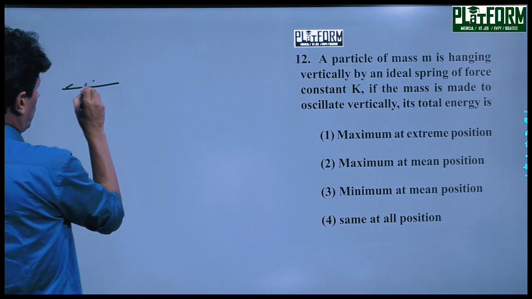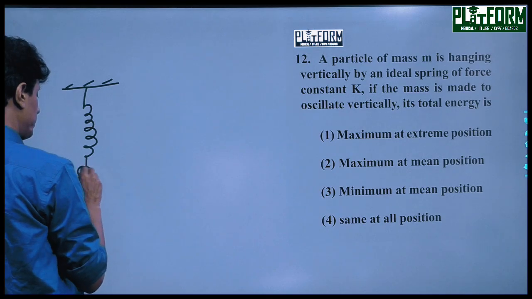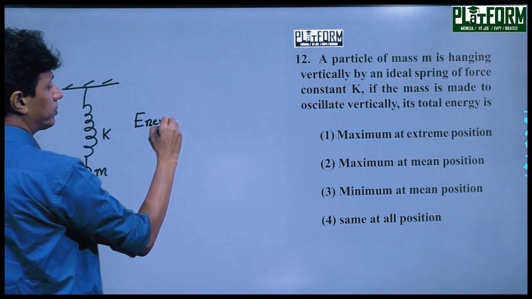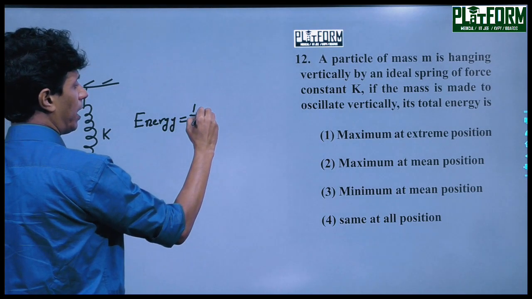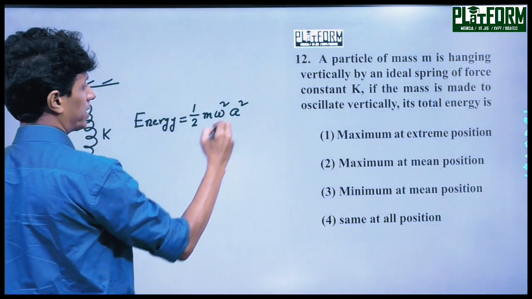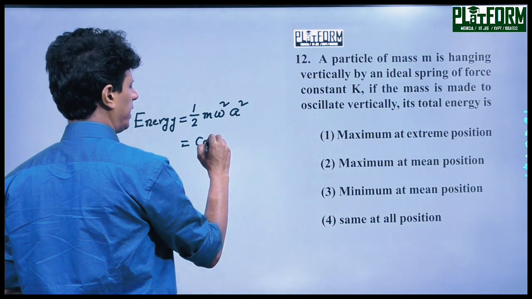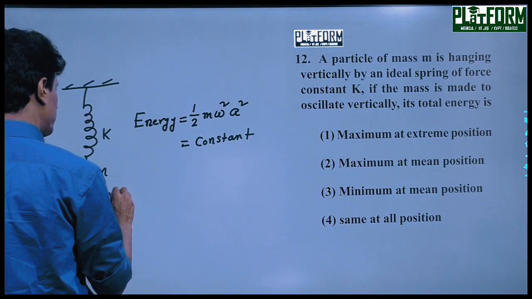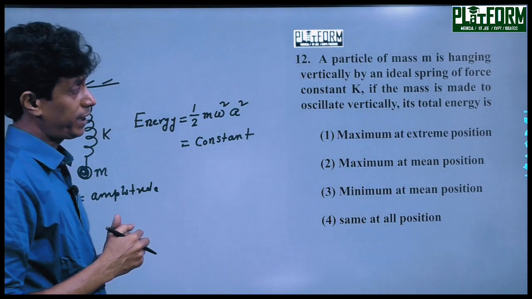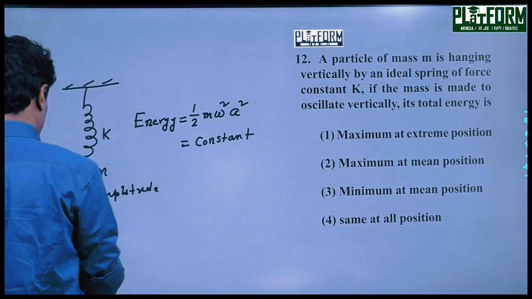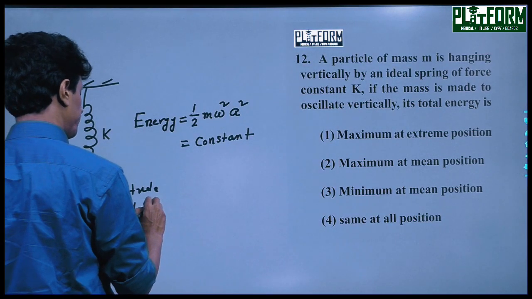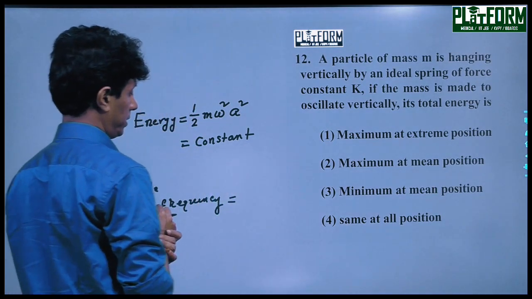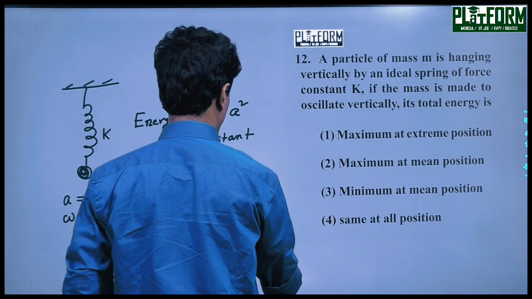You know, in the case of oscillation, with spring constant k, the total energy of oscillation is half m omega square A square. It is constant all the time. Here A is the amplitude of oscillation. Simple question, very simple question as per the NEET pattern, and omega is the angular frequency, and it is root over force constant by m.